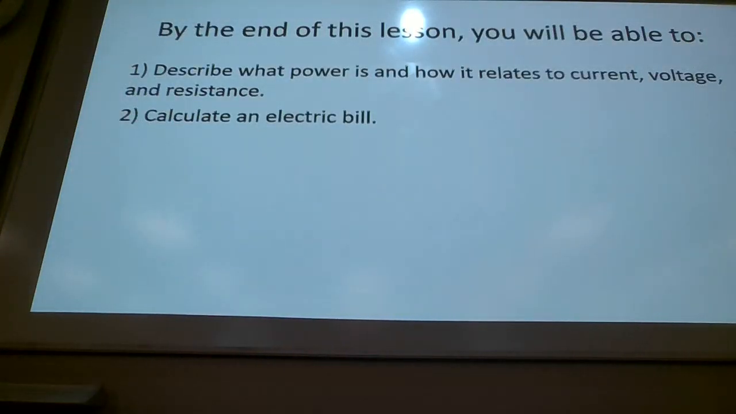The lesson: you'll be able to describe what power is, how it relates to current, voltage, and resistance, and to calculate an electric bill.